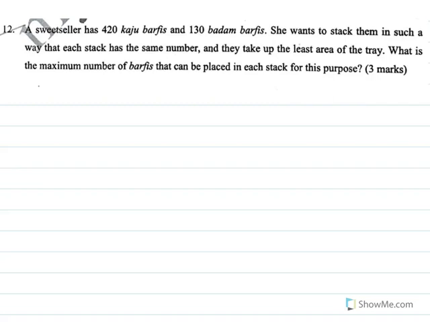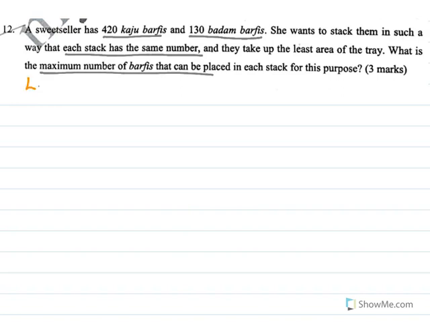A sweet seller has 420 Kaju burfis and 130 Badam burfis. She wants to stack them in such a way that each stack has the same number and they take up the least area on the tray. What is the maximum number of burfis that can be placed in each stack for this purpose?